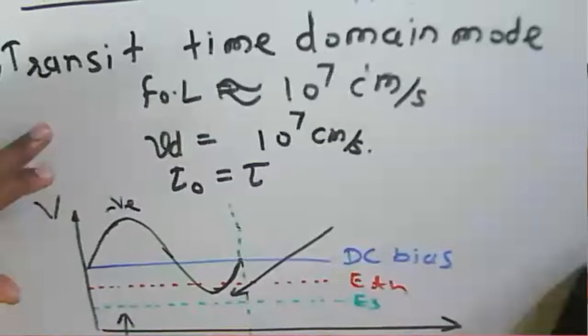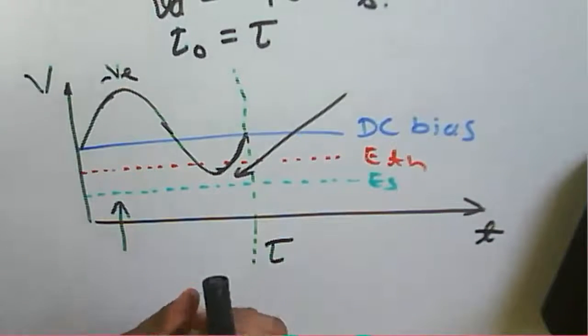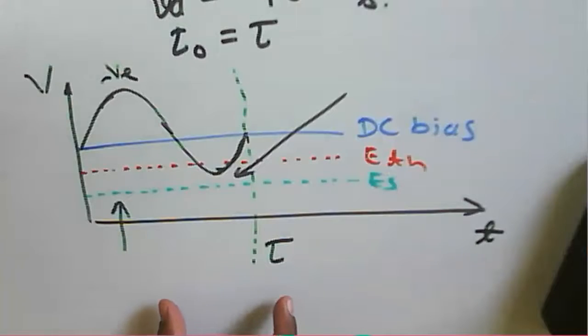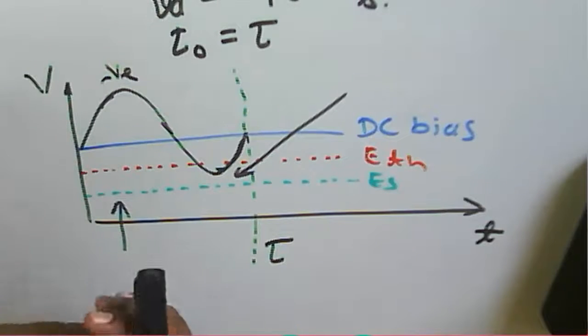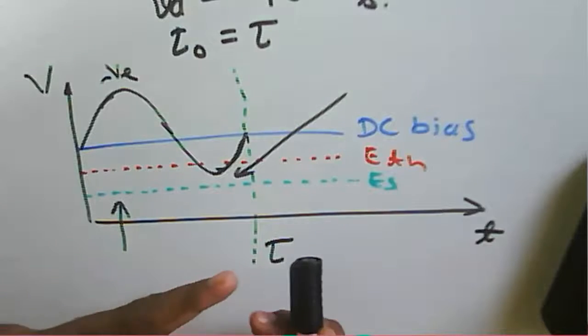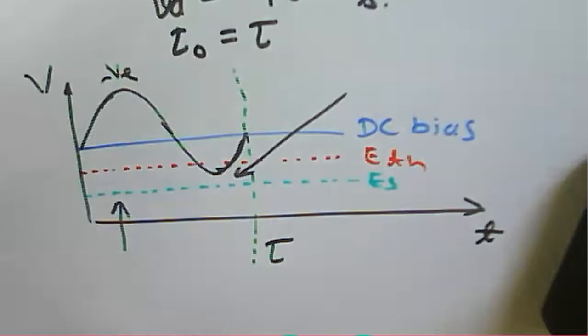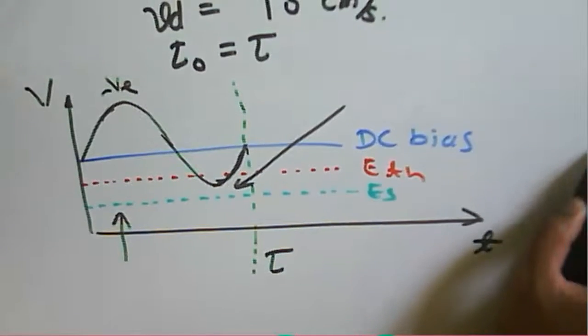So now we start with the transit time domain mode, and in this mode the oscillation period is equal to T0 equal to tau. That is the oscillation period for this transit time domain mode. And here the current is collected only when the domain arrives at the anode. The efficiency of the diode in this mode is very low, less than 10%, in the transit time domain mode. Next, we see the delayed domain mode.